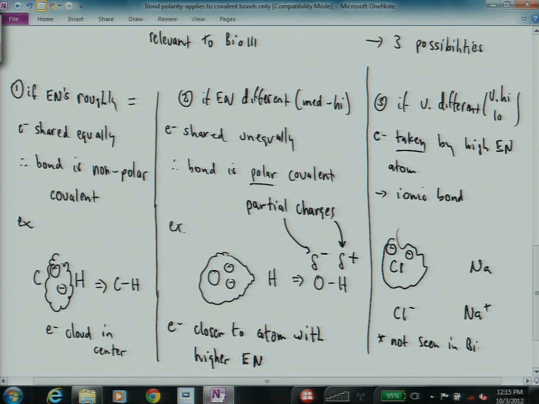So the third possibility is just the extreme of the second. If Andrew was chlorine and I was sodium, he's so electronegative he actually takes the electron away from me. We don't share at all. There's not a covalent bond anymore. It's actually an ionic bond.